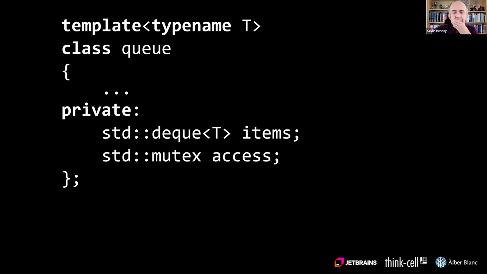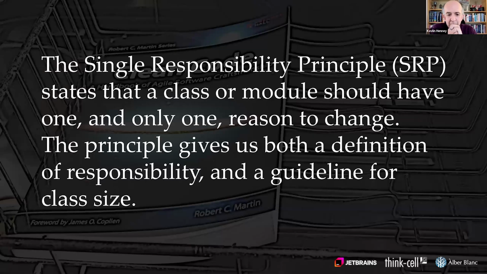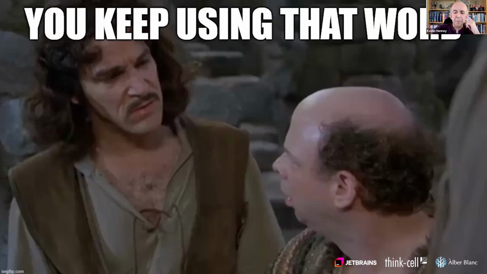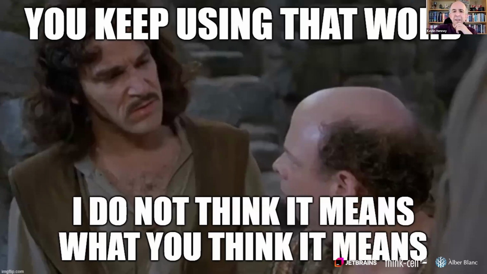So I'm going to go with the idea that reason for change is not what it seems at surface value. You're going to need to redefine what you mean by reason for change. I mean, you've already redefined the word responsibility, and it feels like there's a little bit of a problem here. Okay, the principle gives us both a definition of responsibility and a guideline for class size. Wait a minute. The principle gives us a definition of responsibility? You keep using that word. I do not think it means what you think it means.